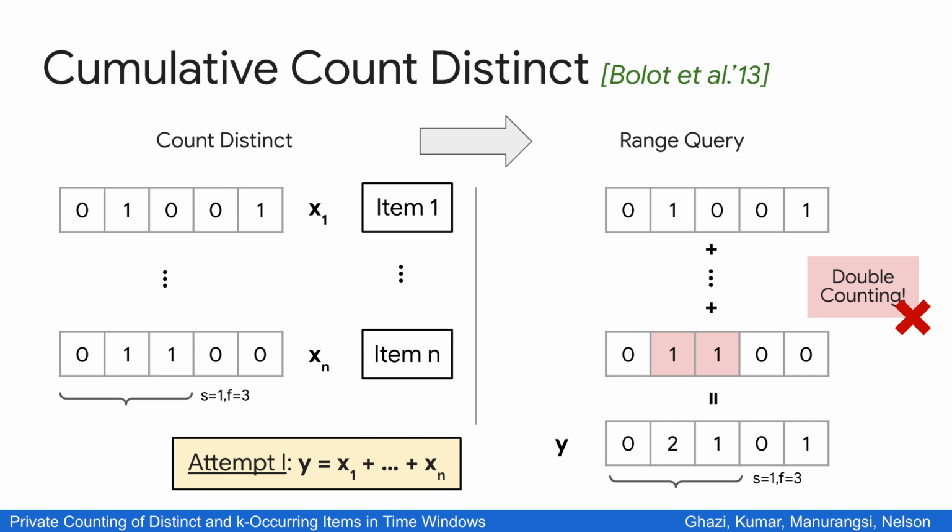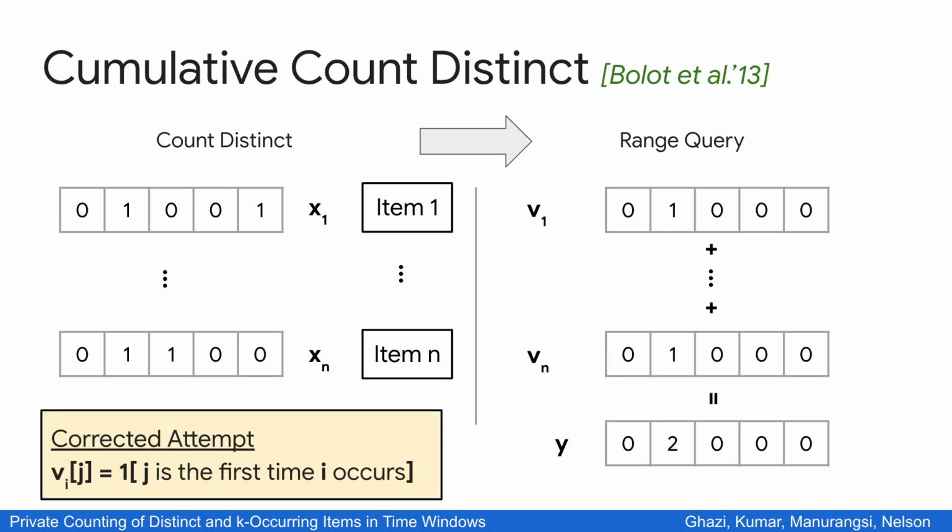Instead of copying each xi over, we create a vector vi where the jth coordinate of vi is 1 if and only if the time step j is the first time step that item i occurs. For example, here item 1 and item n occur for the first time in time step 2, and this is the reason why v1 and vn have their second coordinate being 1 and the remaining coordinates being 0. And y is defined again as the sum of the vi's.